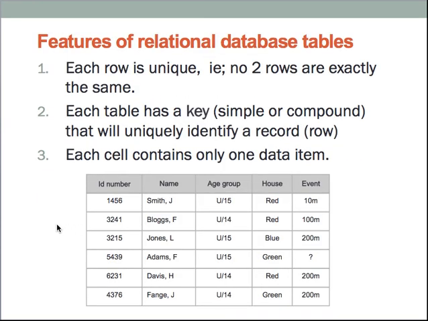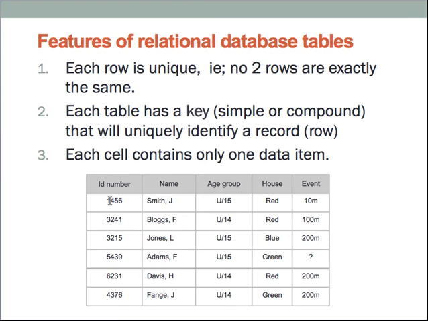A few final rules about relational databases and tables. Each row must be unique, so no rows can be repeated exactly. There must be something different about each of those rows that makes them unique. Each table has what we call a key, or a primary key, which is a unique identifier. So in this particular example, you can see this ID number here is uniquely identifying each one of those rows or records. So that's a requirement.